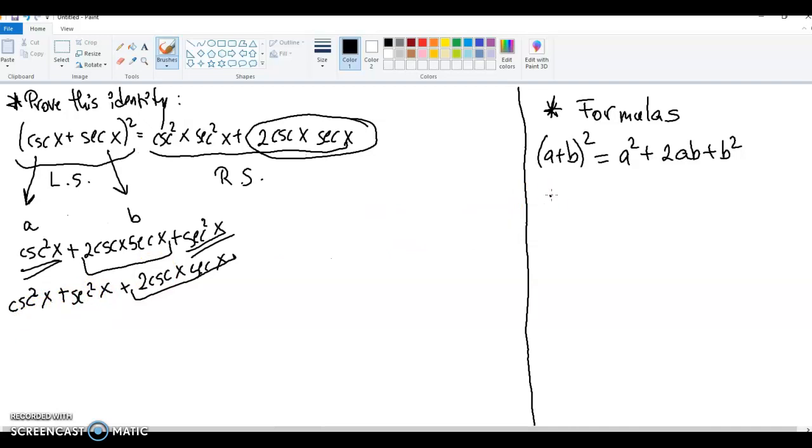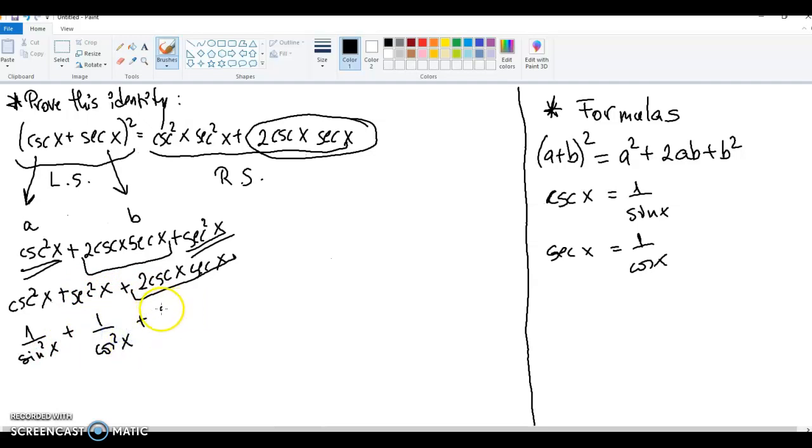The only thing that I can do right now is use the reciprocal identity. Cosecant of x is 1 over sine of x, as well as secant of x equals 1 over cosine of x. So I'm going to plug those in here. Instead of cosecant squared of x, I'm going to rewrite it as 1 over sine squared of x, plus secant squared of x, I'm going to rewrite it as 1 over cosine squared of x. And the third term, like I said, is going to stay unchanged because it is part of the right side as well.